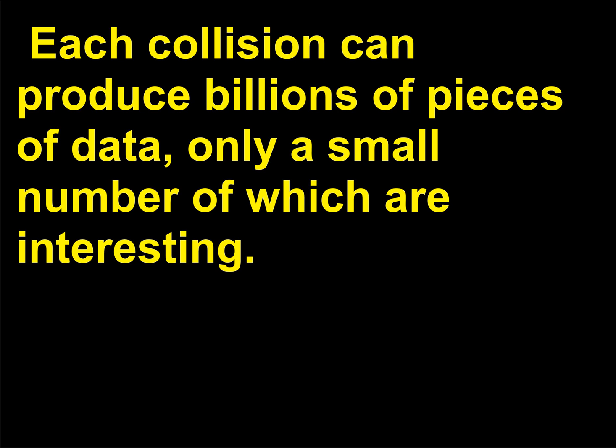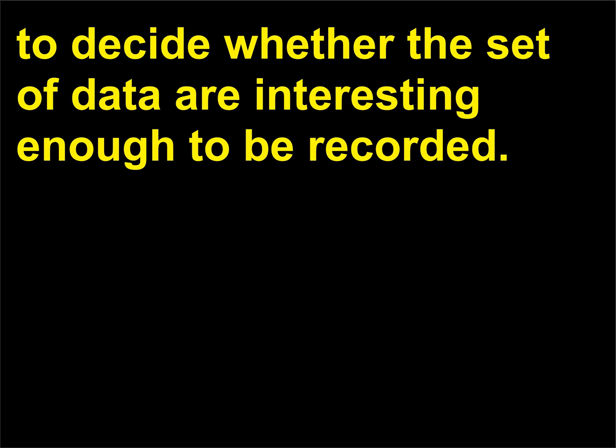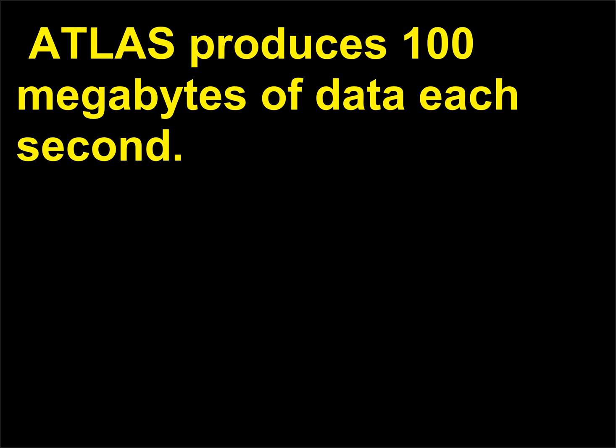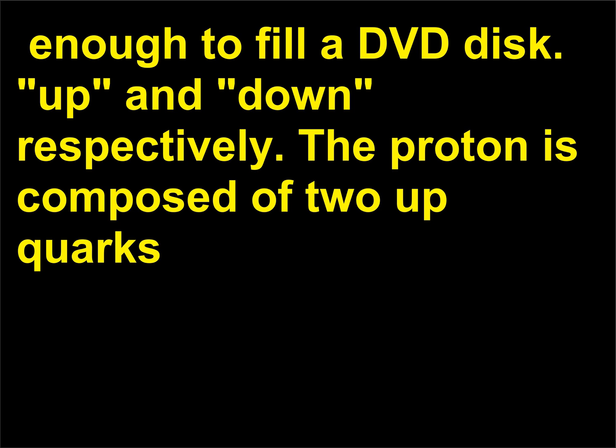Each collision can produce billions of pieces of data, only a small number of which are interesting. Electronic circuits and fast computers use data from the position detectors to decide whether the set of data are interesting enough to be recorded. ATLAS produces 100 megabytes of data each second. The entire LHC produces 4 gigabytes of data each second, enough to fill a DVD disc.